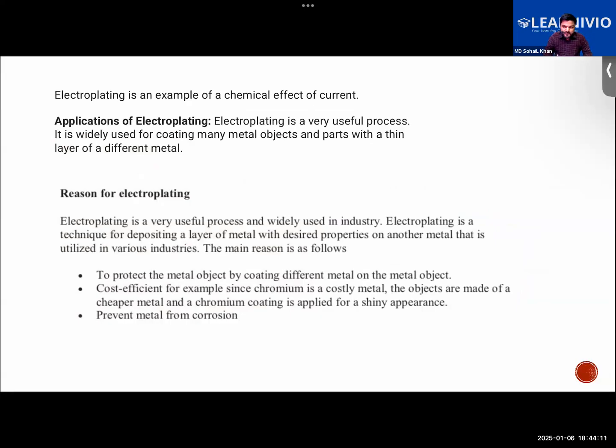First, we are going to learn about electroplating. Electroplating is an example of the chemical effect of electric current, and it is a very useful process, as it is widely used for coating many objects and parts of objects with a thin layer of different metals.